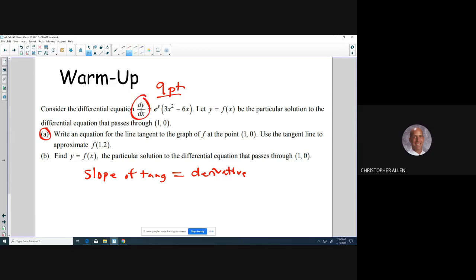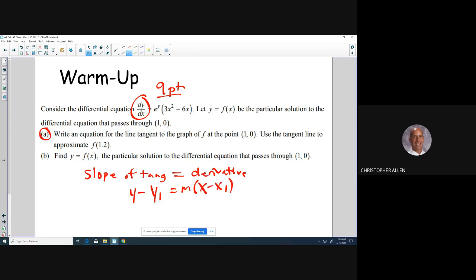Well, what did they give us? The derivative. That's what dy dx is. That's what a differential equation in this case is. It is the derivative. So we're going to have to write the equation of a tangent line, which might look something like this.